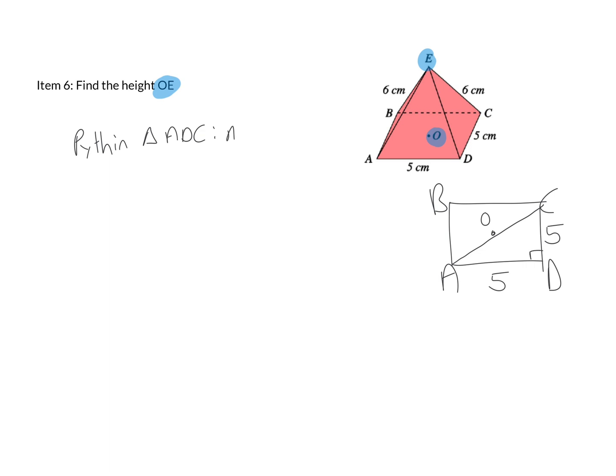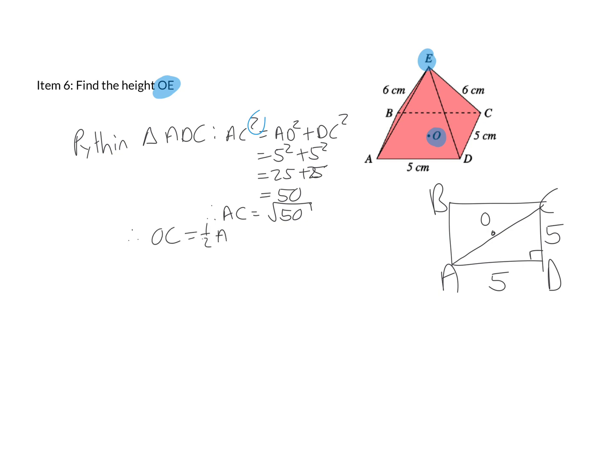I will have that AC squared is equal to AD squared plus DC squared. Each one is 5, and 5 squared is 25. Together it's 50. So to backtrack the square at AC, I need to take the square root. So AC is just the square root of 50. Keep it precise. Let's not round it off at all. Therefore, if I want to find OC, I go half of AC, which is half square root 50.